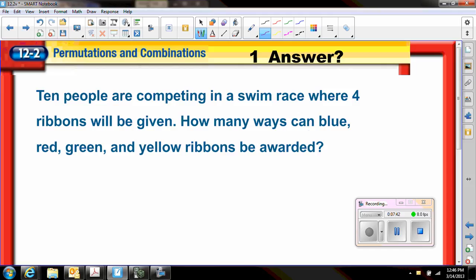Okay, let's try another one. Here we have 10 people competing in a swim race where 4 ribbons will be given. How many ways can blue, red, green, and yellow ribbons be given? Again, 10 people swimming, and I have 4 ribbons being given. It matters whether I get a blue, red, green, or yellow because that determines which place I finish in. Because of that, order matters, which means this is a permutation problem. There are 10 total people, and I am choosing 4. 10P4, or, if you prefer, P of 10, comma, 4.